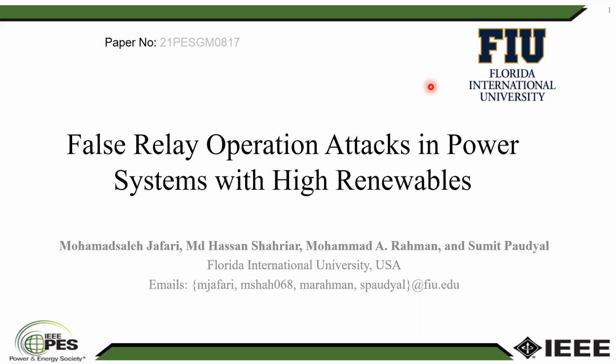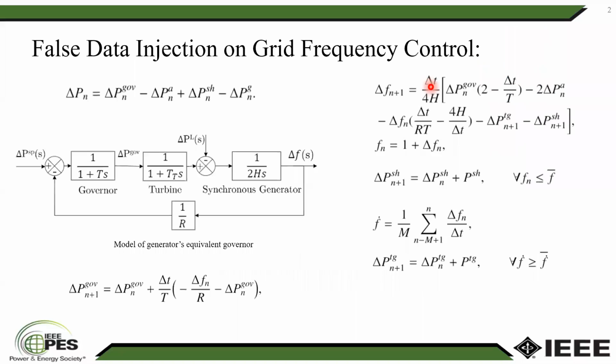Today I want to present one of my papers titled False Relay Operation Attacks in Power System with High Renewables. As you know, with increasing penetration of renewable energies into the power system, the inertia of the power system goes down, and this can make the change of the frequency become faster. Also, as you know, false data injection can happen on the DER measurements.